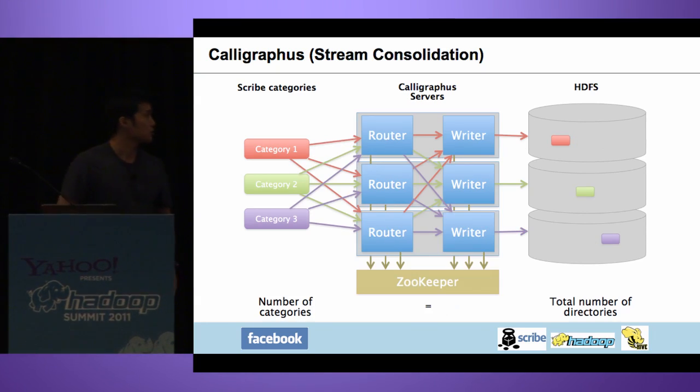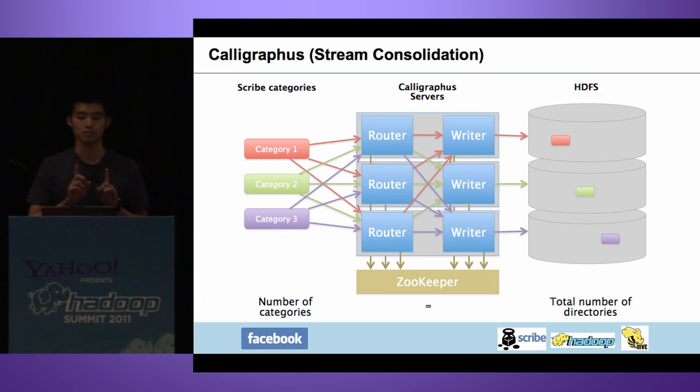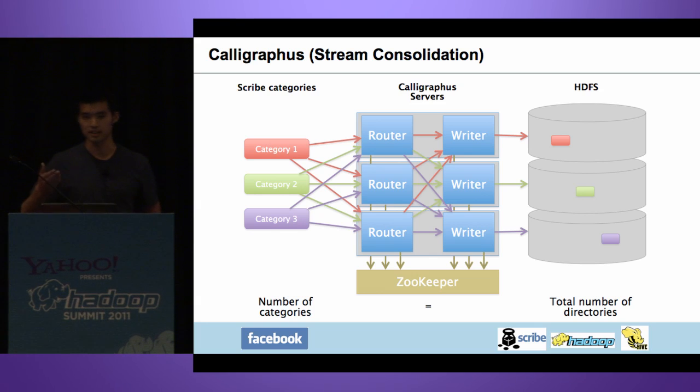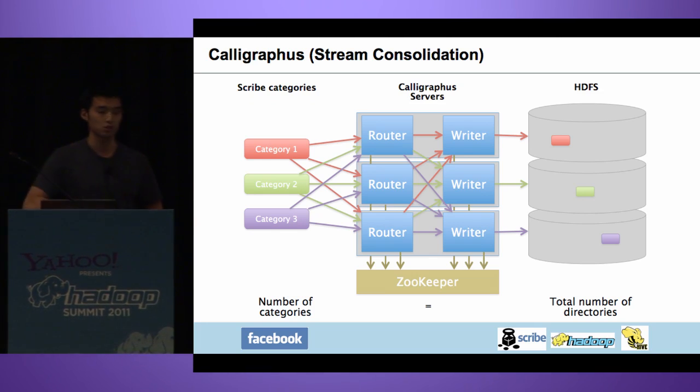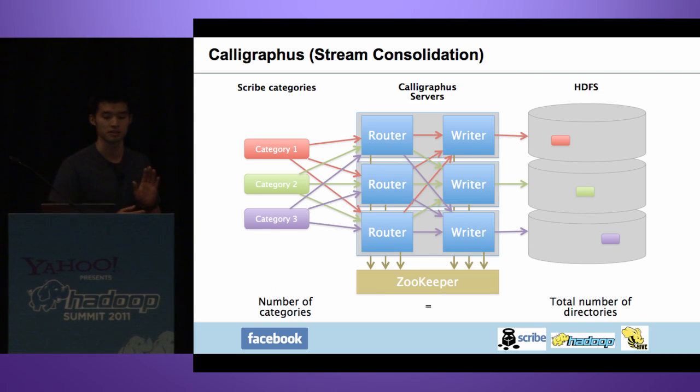So a much better solution, and this is the approach that we actually took, is what we call stream consolidation. In this approach, you take the single Calligraphus writer and break it into 2 logical components: a router and a writer. The writer itself is assigned some subset of categories. The router has some mechanism by which it can look up this mapping between writers and categories. And we introduced a shuffle phase between the router and the writer step that allows us to direct the appropriate categories to the proper writers.